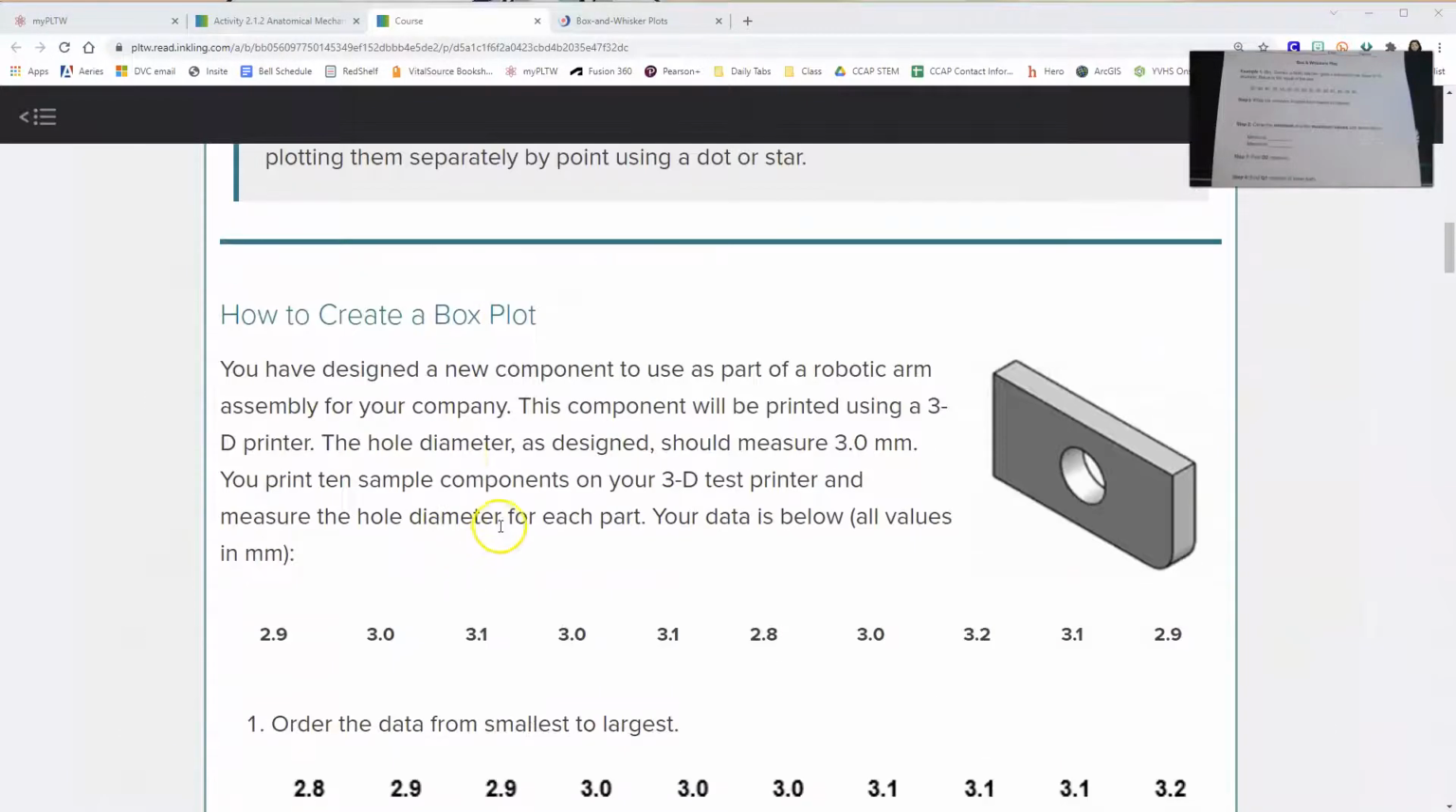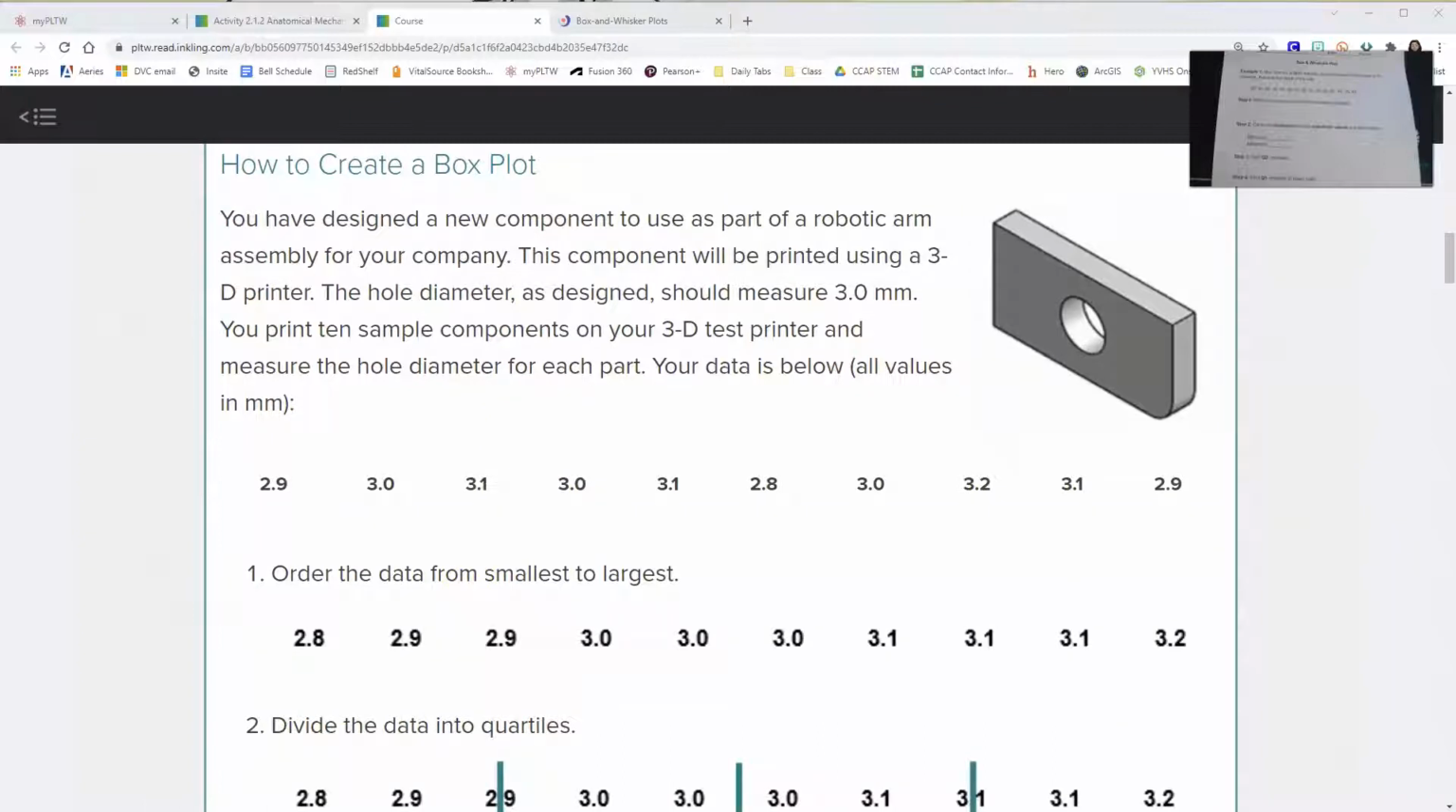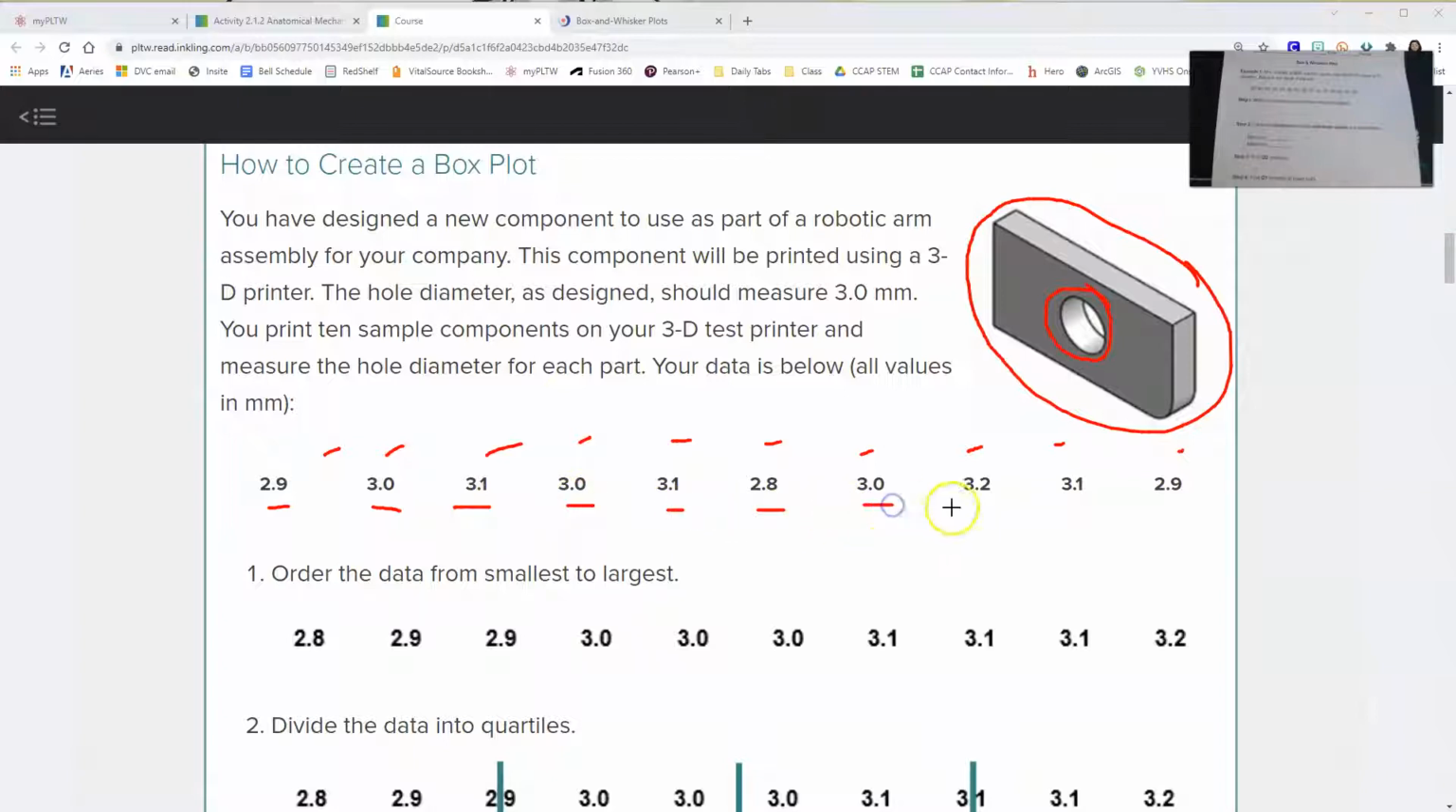Now let's look at an example. Let's pretend that you were asked to measure the hole size of a given component. You will be using a ruler or a caliper in order to measure the size of this. And you were asked to do 1, 2, 3, 4, 5, 6, 7, 8, 9, 10 trials. In the 10 trials that you did, you got the following numbers: 2.93, 3.1, 3.0, 3.1, 2.8, 3.0, 3.2, 3.1, and 2.9.